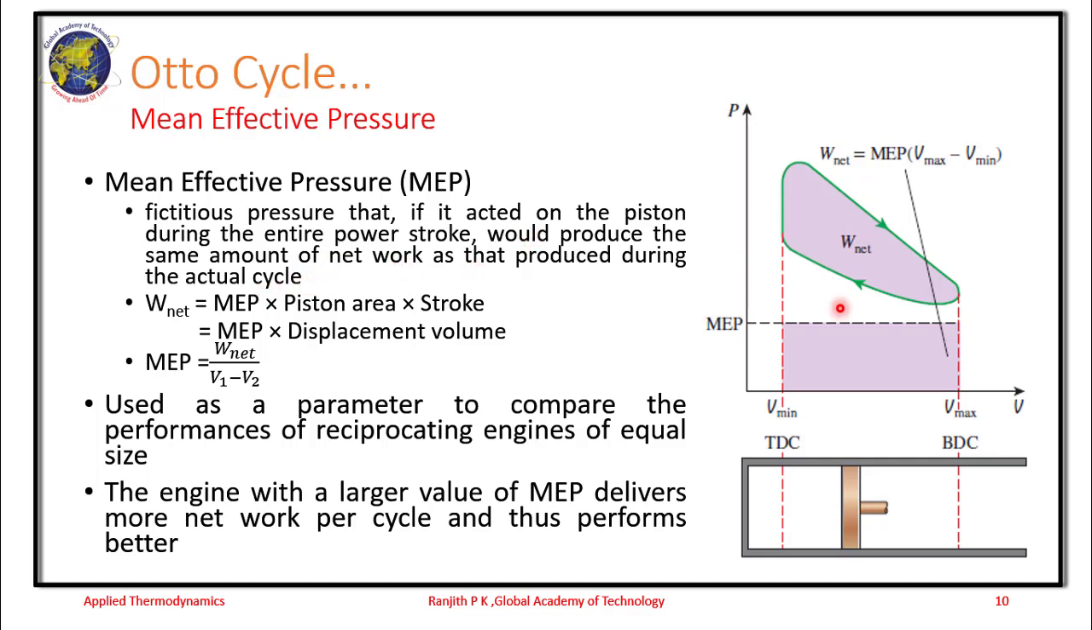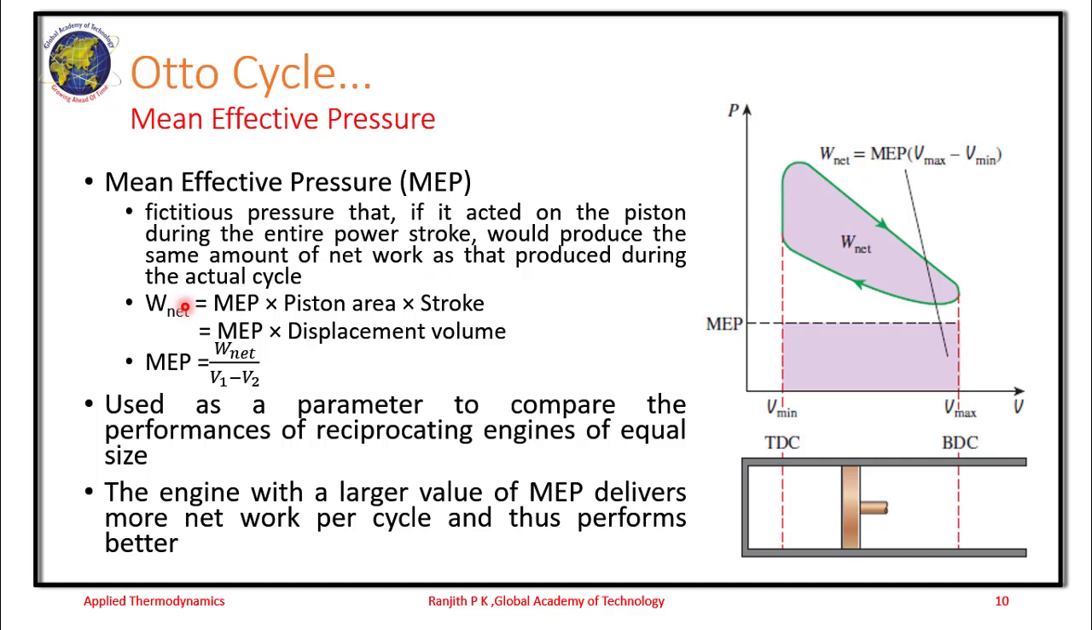So what this means is, when the piston is moving from either TDC to BDC or BDC to TDC, the pressure keeps on changing. We have observed this from the PV diagram. So as the net work is achieved in this cycle, we take one average fictitious pressure which is equal to the pressure of the entire power stroke. Whatever the pressure with which the power stroke was executed, it would produce the same amount of net work.